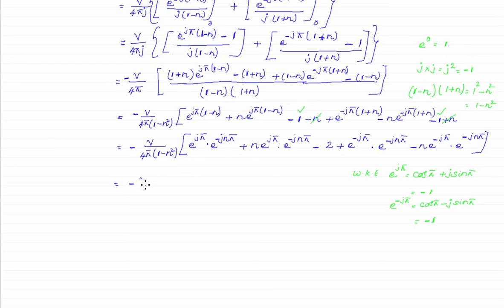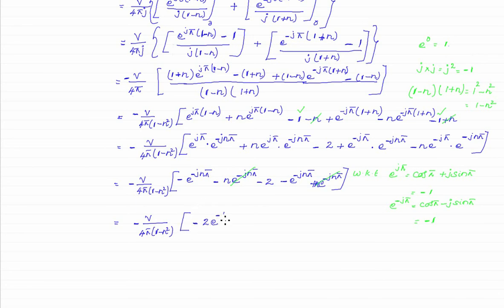In this step, we are going to apply e power j pi is equal to minus 1. Also, e power minus j pi is equal to minus 1. And we will get the terms minus n e power minus j n pi and plus n e power minus j n pi, both getting cancelled. When you are adding the two common terms, minus e power minus j n pi minus e power minus j n pi, we will get minus 2 e power minus j n pi, and the remaining term is minus 2. Here 2 is common in the numerator and denominator, that can be cancelled.